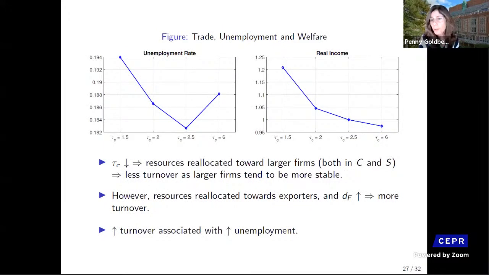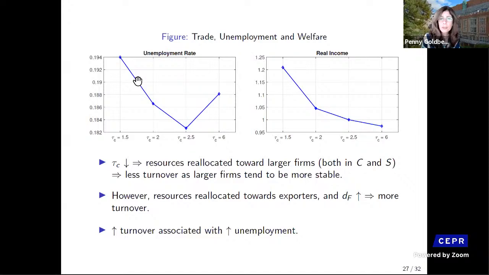What happens to unemployment and welfare? Okay, so these are important because these were part of our motivation for working on this paper. So what we find is that if you liberalize, the unemployment rate goes up significantly. And the driving force behind this result is what I mentioned before about exporters. So on one hand, trade shifts resources towards large firms, and these firms tend to be more stable. Okay. On the other hand, exporters tend to be much more volatile, much more sensitive to shocks. And so you get this increase in the unemployment rate.